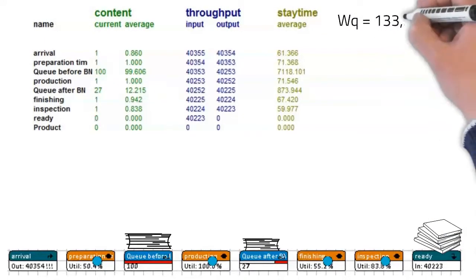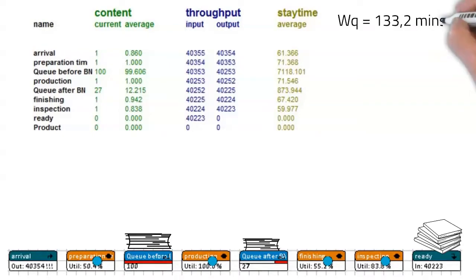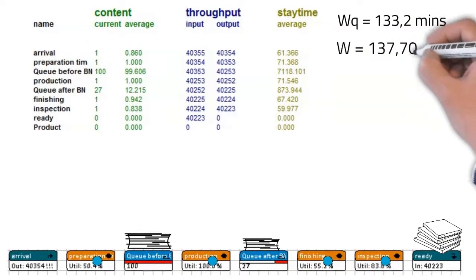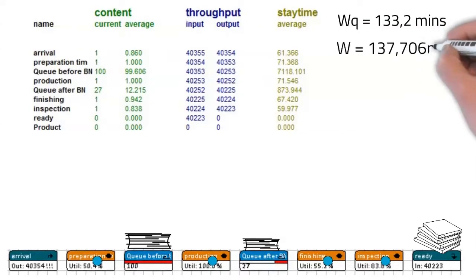So why is this happening? Why is the waiting time at the queue such a big contributor of the total waiting time? Well, let's take a deep dive into the system and see what we can find.